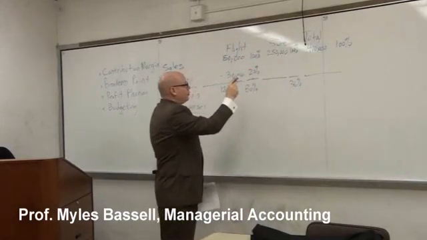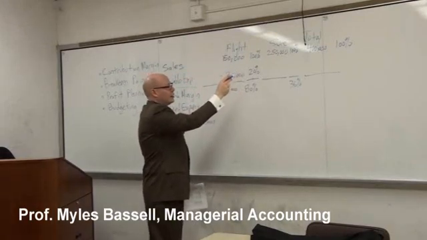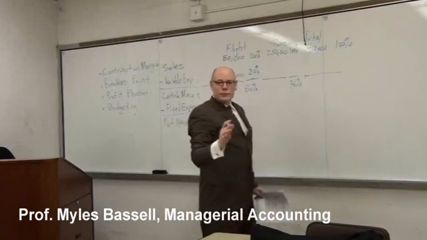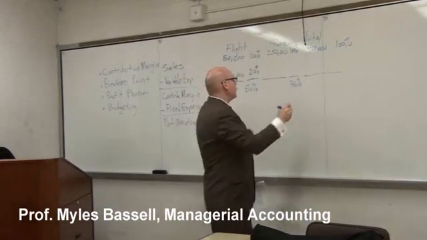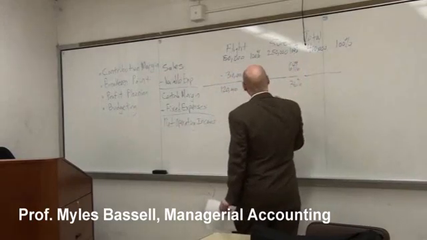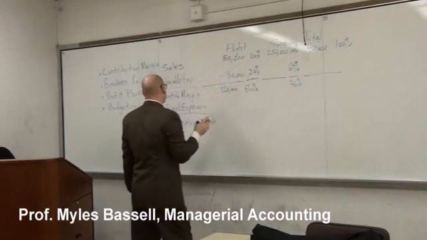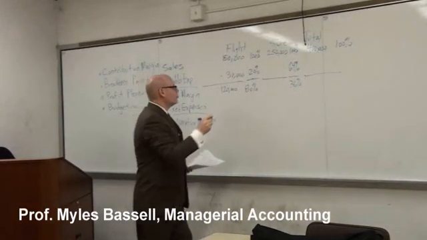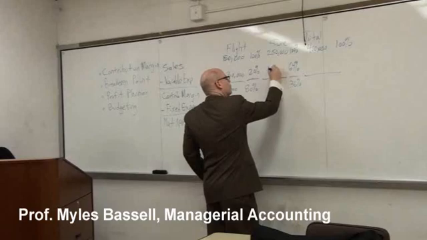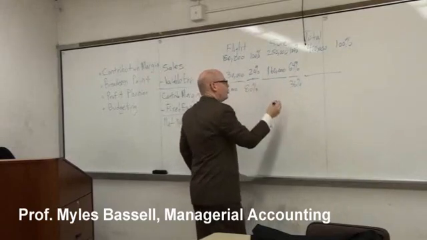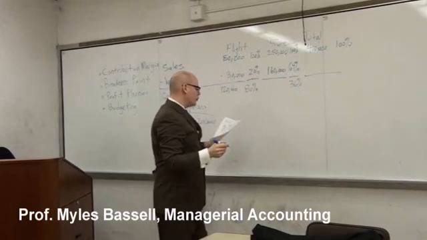All right, so what about for the Sure Shot product line? 64%. 64% of sales is variable expenses, which is how much? 160,000. And then that gives us a total contribution margin of?